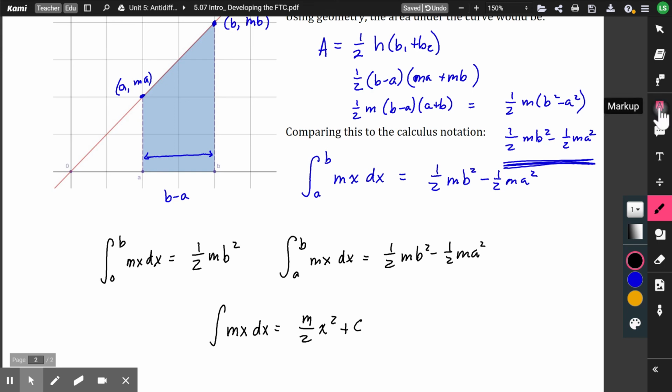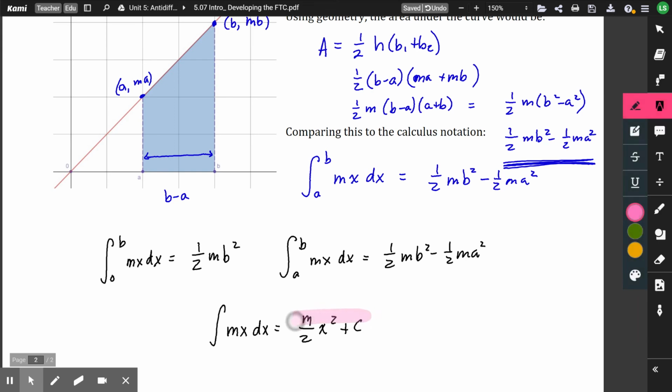So look at the comparison of all these. If this is our general antiderivative of just m times x, when we go from 0 to b, we come up with this area that just plugs in the value of b. And when we go from a to b, we're plugging in the value of b and also the value of a, but subtracting them.